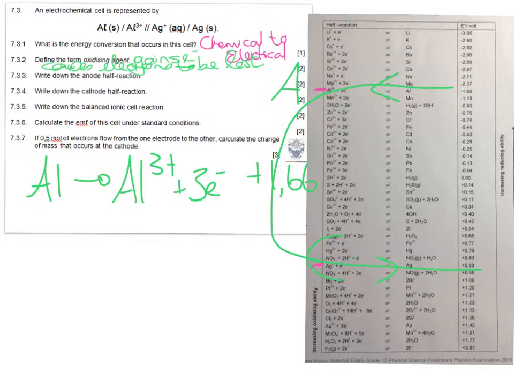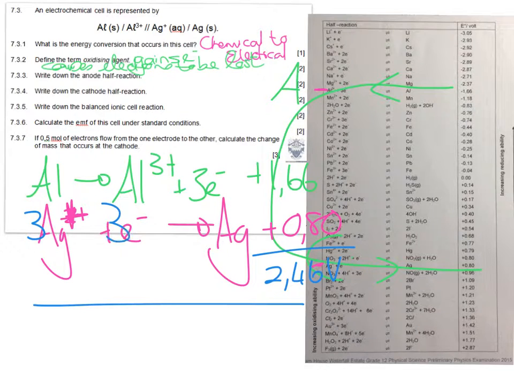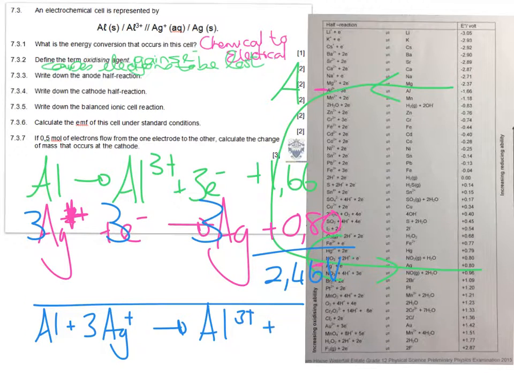The next one, write down the cathode half reaction. The silver, it's just 1 plus. The silver plus an electron becomes silver metal. This one I've written in the normal direction, so I add those together. I'm going to find that my cell is going to turn out to be 2,46 volts. And then I need to write the overall cell reaction, I need to multiply this by 3, and it becomes Al plus 3Ag plus becomes Al3 plus plus 3 Ag.